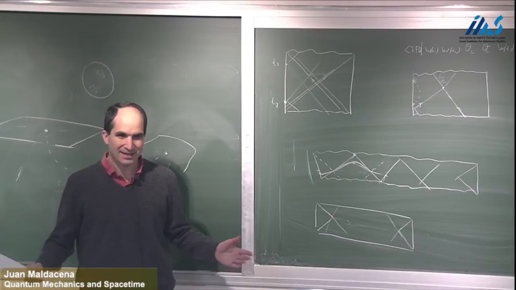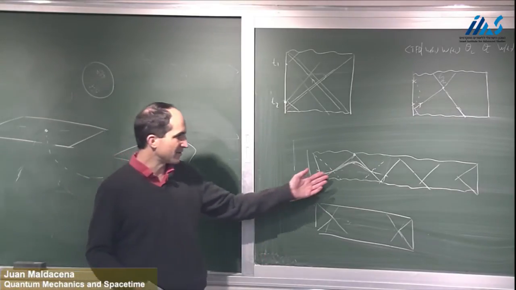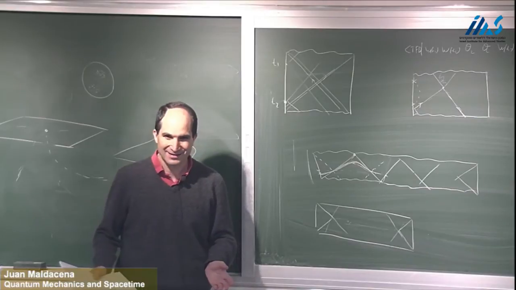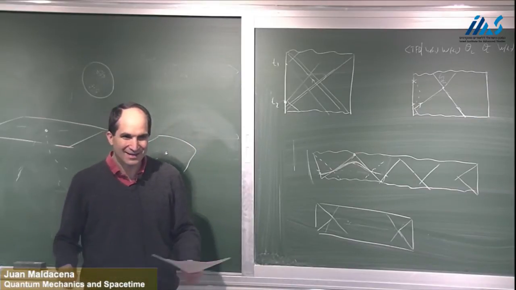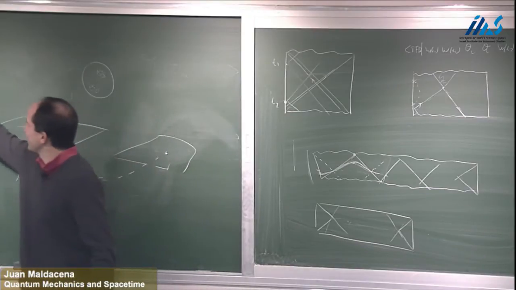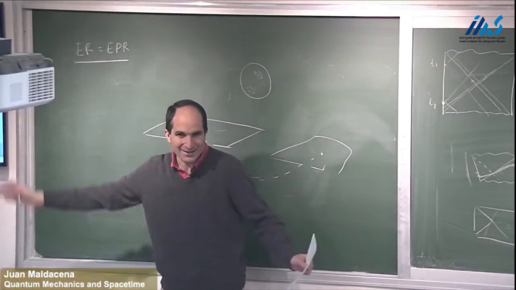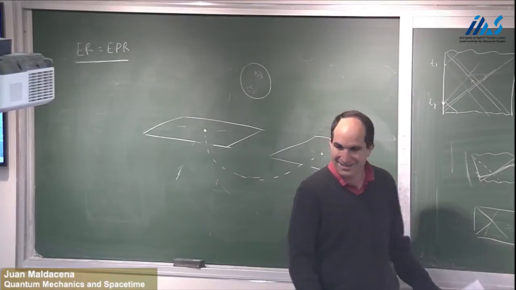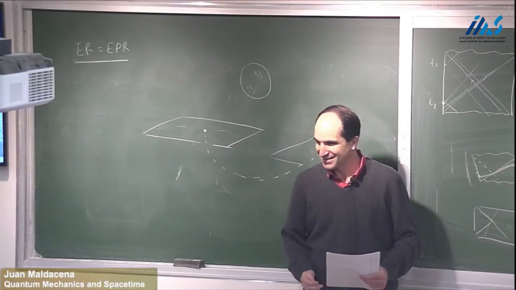On the field theory side, there are two things. A necessary condition, of course, is that the two systems are entangled. But you claim a relation between two notions. Yes, so the claim is that whenever they are entangled, there will be some kind of wormhole. What kind of wormhole? Some kind of wormhole.